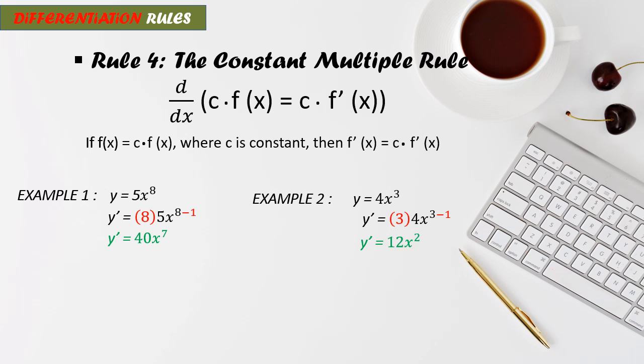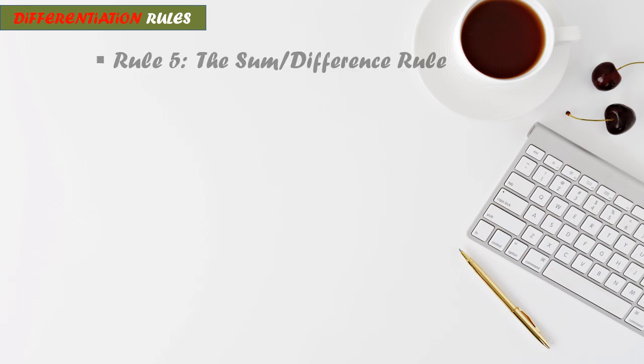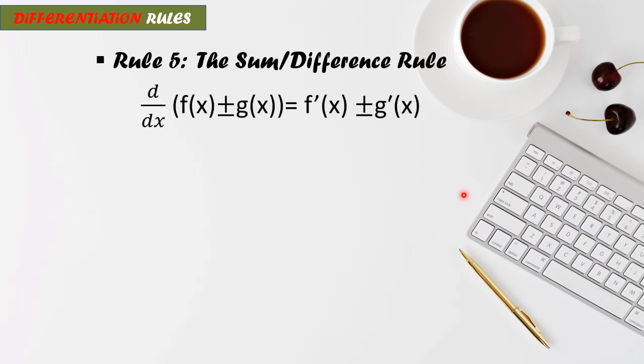And that's it. Now let's proceed to rule number 5, the sum or difference rule. Now this is just really simple. You'll just have to do the differentiation and then copy the sign. It may be plus or minus. Okay, example number 1, we have 5x plus 3. Okay, we have an operation sign in here. This is the sum or difference rule. According to the formula, we'll just have to get the derivative of the first term and get the derivative of the second term, or any term there is.